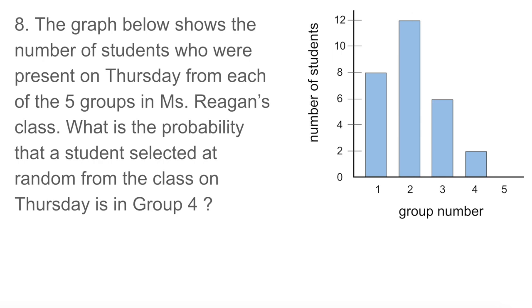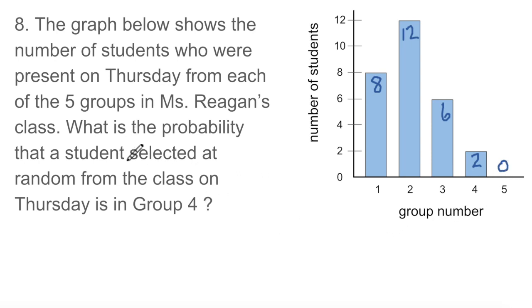Now our last problem, number 8. The graph below shows the number of students who were present on Thursday from each of the 5 groups in Ms. Reagan's class. What is the probability the student selected at random from the class on Thursday is in group 4? Well, first what I'd like to do is, let's see, looks like there are 8 people here. There are 12 here. There are 6 here. This looks like 2. And group 5 looks like 0. No people, I don't see any bar at all there.